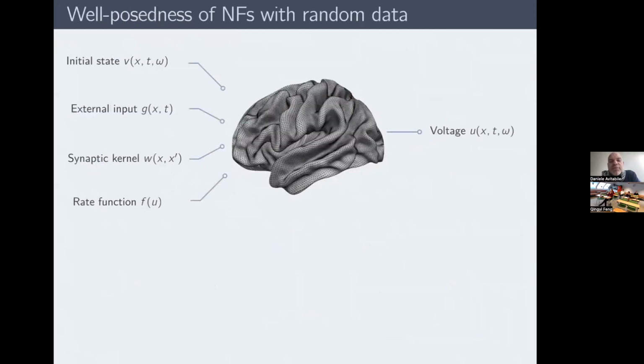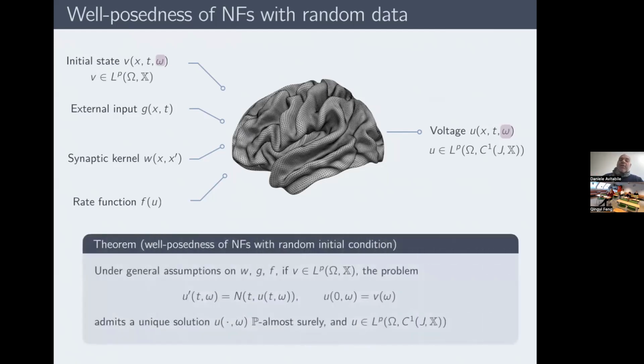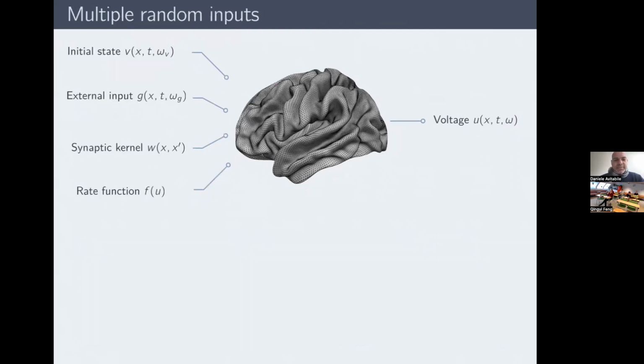And what Francesca proves is that if the randomness comes only from the initial state, then there is a well-posedness of the problem in the voltage. So the basic result that you have to show is to say, in what sense does a random initial state lead to a random solution? And this is what she does, interpreting this problem rigorously on the appropriate function space.